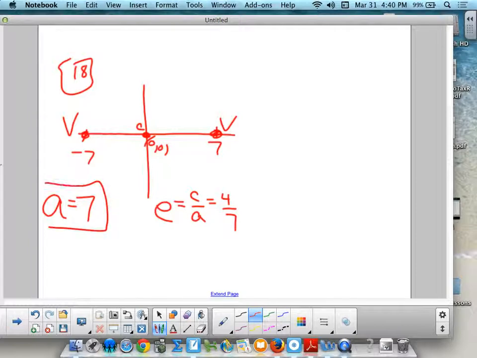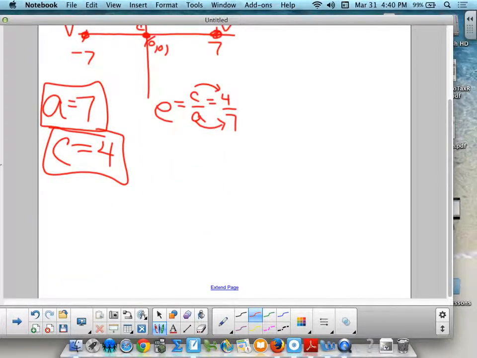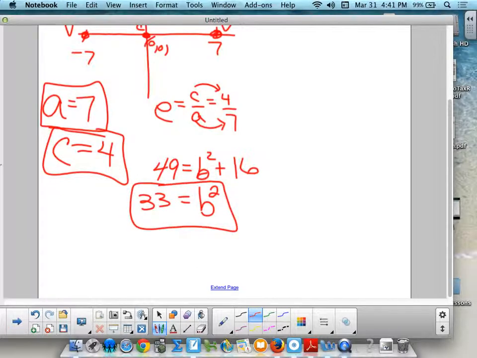Oh! You already knew A was 7. Now you know C is what? 4. It's right here. C is 4. A is 7. So they're giving you A. They're giving you C. You just need to go find your B. Your B value will be: A squared equals B squared plus 16. B squared equals 33. There's your B squared. That's all you really needed.